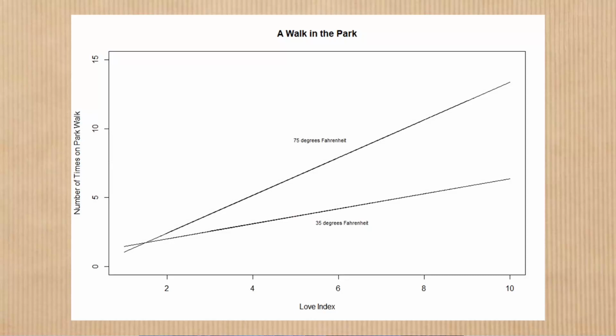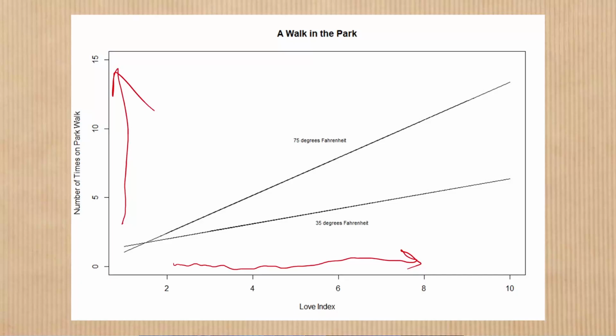So the question becomes, how does the influence of the love index affect the number of times that I will find the couples walking in the park? And so what I'm expecting is that, yes, love index, love, is related to the number of times you take a walk in the park. The higher the love index, the more times walking in the park. So as this variable here increases, I expect to see an increase in this variable here.